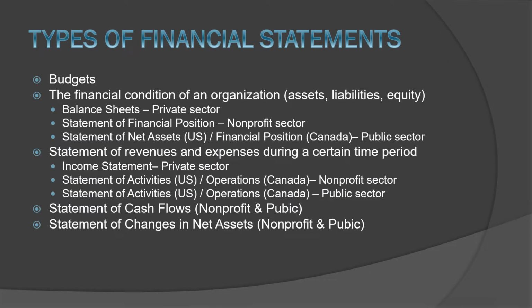So last unit we talked about the types of financial statements, that there's budgets, we have balance sheets, income statements, statement of cash flow, and statement of changes in net assets. And today we're obviously focusing on balance sheets. So we spoke about in the nonprofit sector and in the public sector, these are called statement of financial position. And just to make it confusing, in the US, for the public, government sector, the balance sheet is called a statement of net assets.